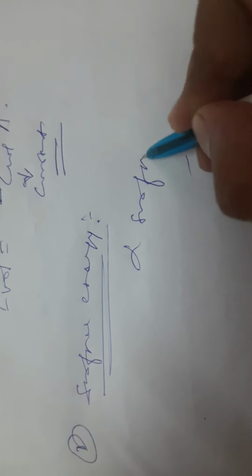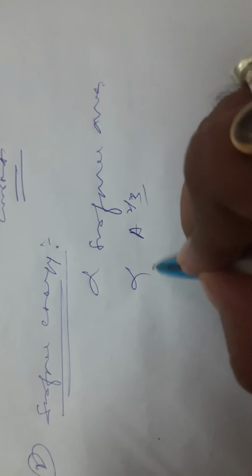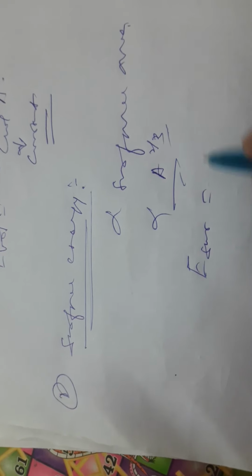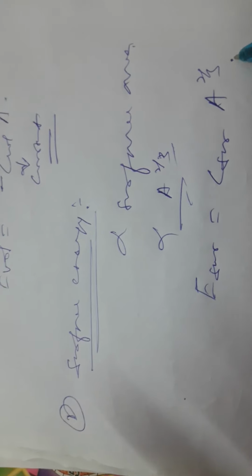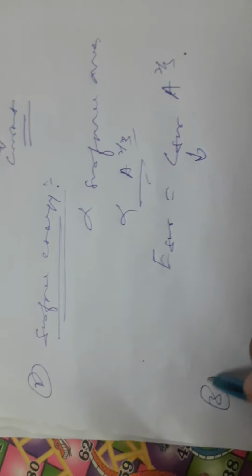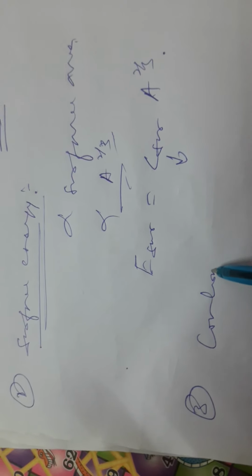So the surface energy of the nucleus is proportional to the surface area, which in turn is proportional to the square of the radius, hence A^(2/3). So we can say that E_surface = C_surface A^(2/3). Here again this C_surface is a constant. Then the third part is Coulomb energy.